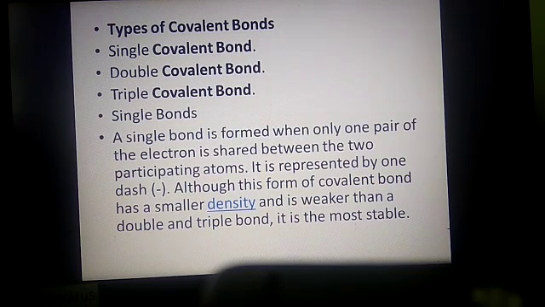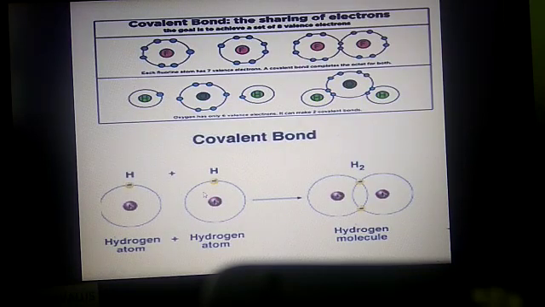Next, there are different types of covalent bonds, that is single covalent bond, double covalent bond, triple covalent bond. A single covalent bond is formed by sharing of one pair of electrons, and a double covalent bond is formed by sharing of two pairs of electrons between them. For example, hydrogen-hydrogen, chlorine-chlorine, fluorine-fluorine. These are examples of single covalent bonds. And for a double covalent bond, sharing of electrons between oxygen atoms.